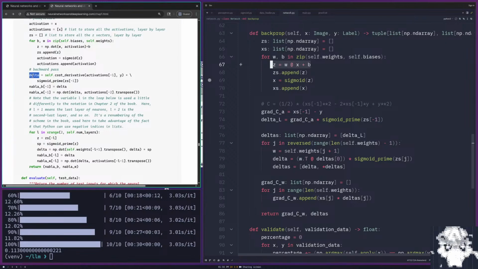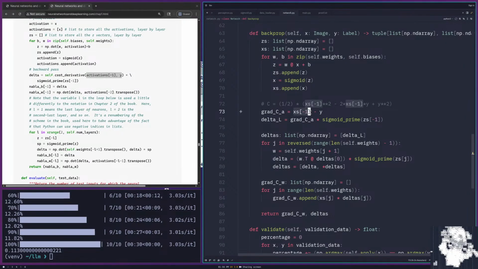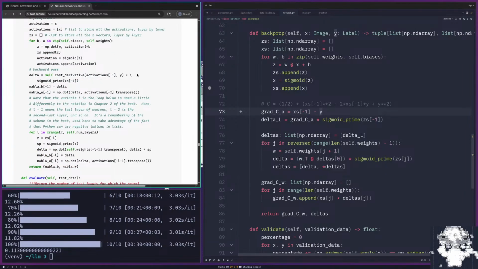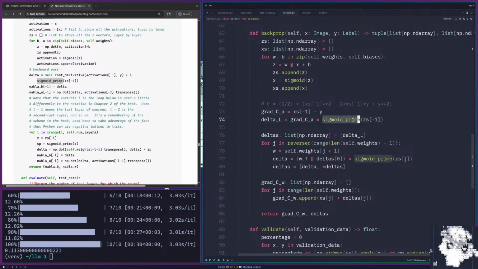Okay. Then our starting delta is self.cost derivative of the last activation, and Y. And I'm guessing cost derivative is just going to be the first thing minus the second thing. Yeah. Okay, times sigmoid prime of the last Z. Okay? So far we're doing the same thing.